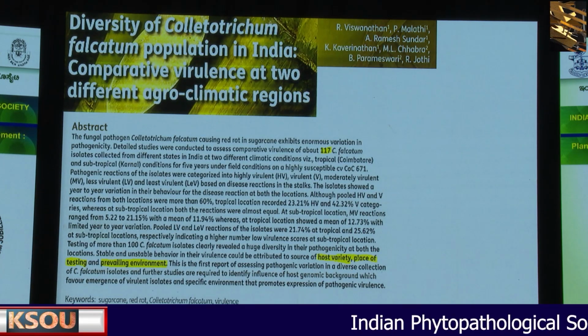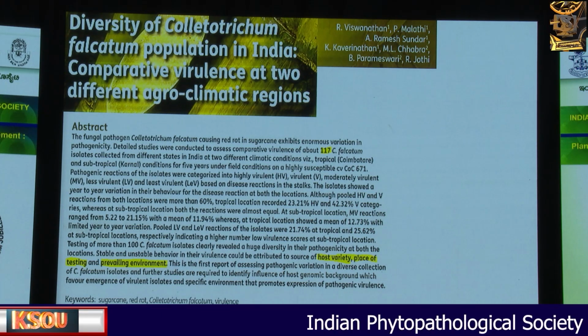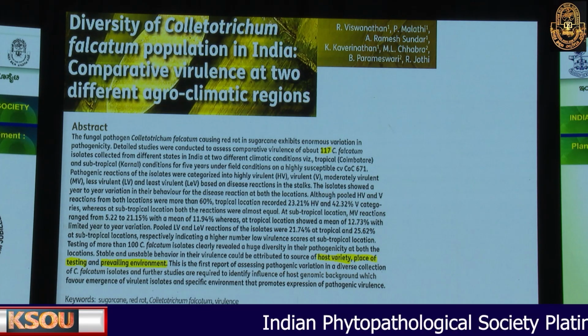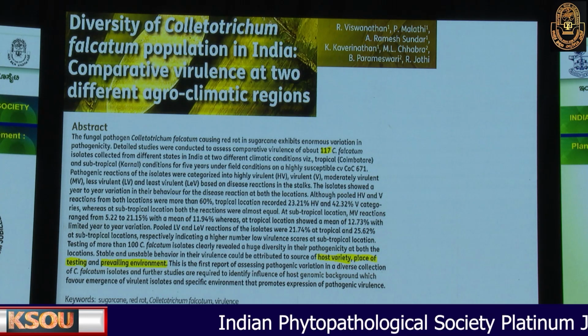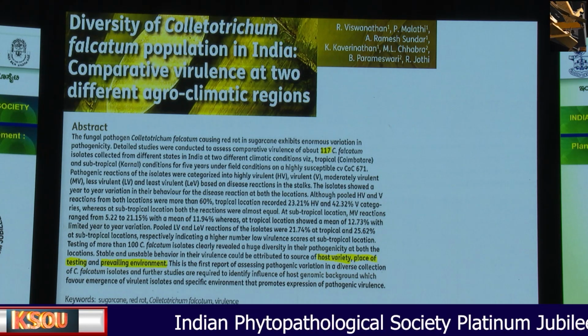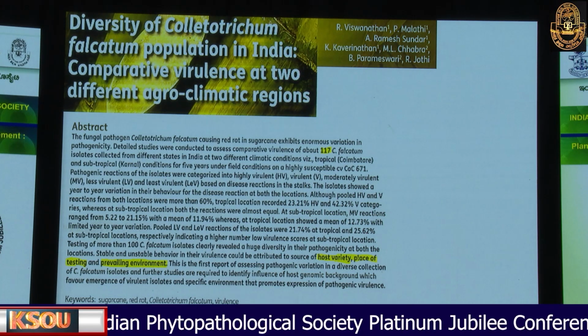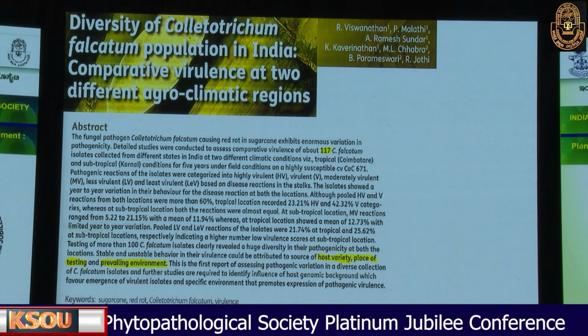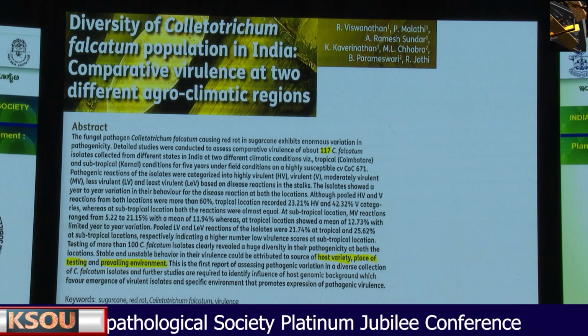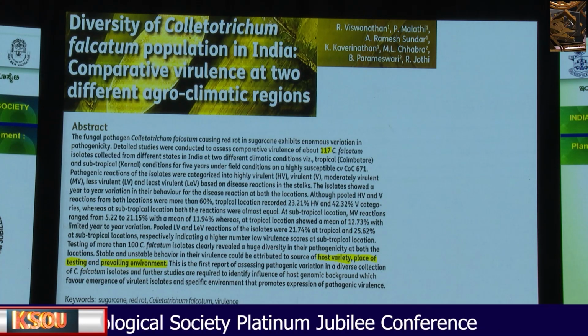Another important thing: since it is a vegetatively propagated crop, we found different varieties, and even pathogenic variation within the same variety. So we could see several isolates. I could get more than 150 isolates.